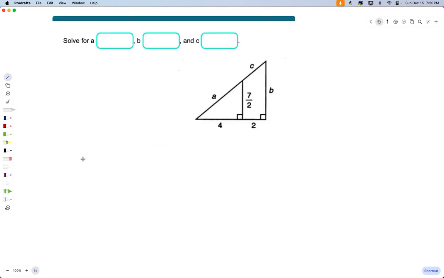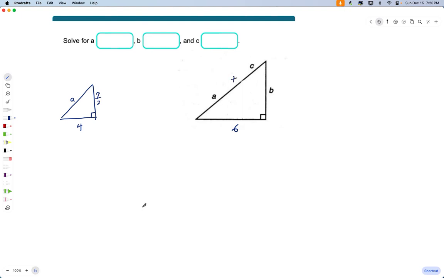All right, we want to solve for A, B, and C. So the first thing I'm going to do is I'm going to draw the little triangle. This is 4. This is 7 over 2. This is a right triangle, and this is A. And I'm going to just adjust this one. Four plus 2, that's going to be 6. And this is going to be A plus C.